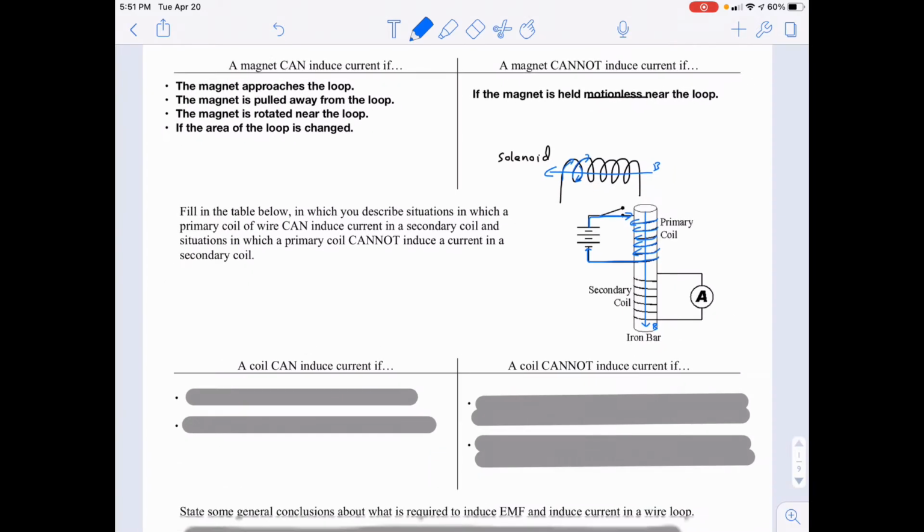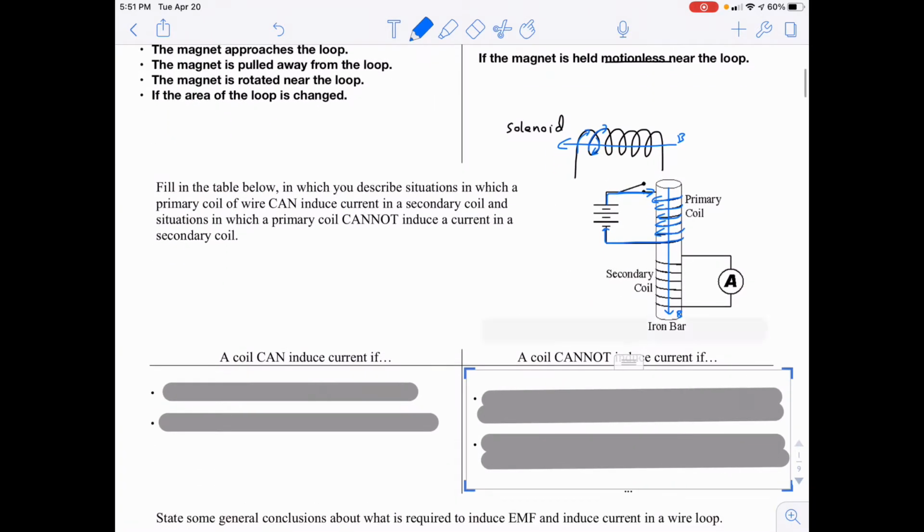Okay, now in this situation, we're going to fill out the table below describing situations in which the primary coil can induce a current in the secondary coil, and which situations it cannot. So a primary coil can induce current in a secondary coil if the switch is closed. So think about it this way.